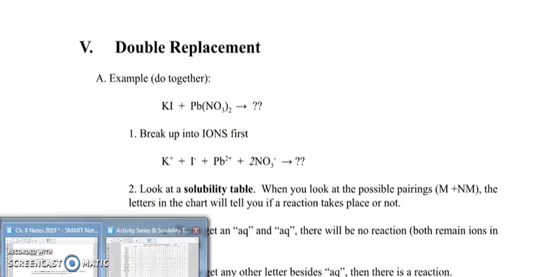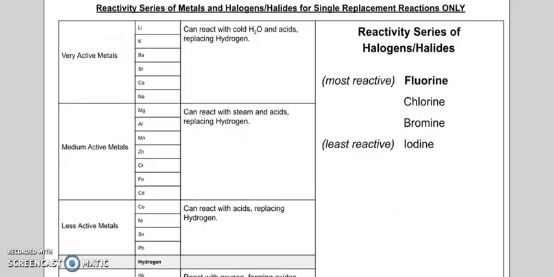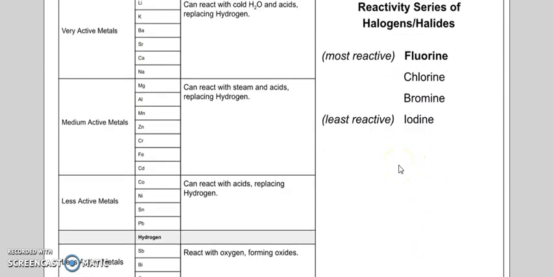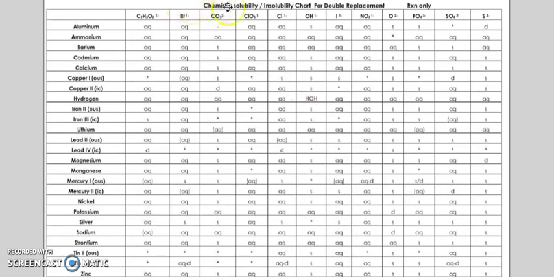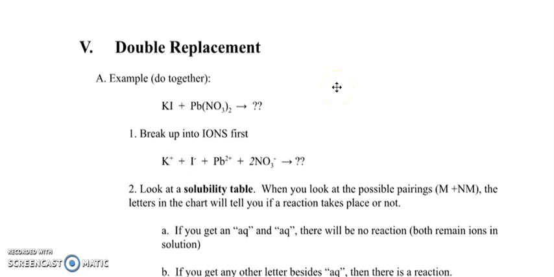You'll need your notes, and you also will need your activity series and solubility table. The other side looks like this. That's the activity series for the single replacement reactions. But we're going to be focusing on the solubility table here for the double replacement reactions. Okay, so let's start. Let's look at this first example.